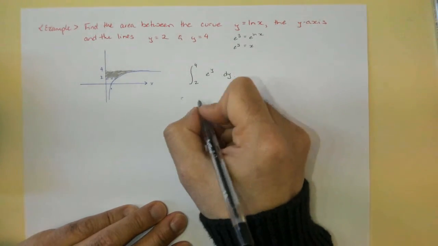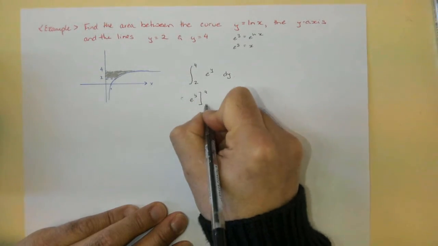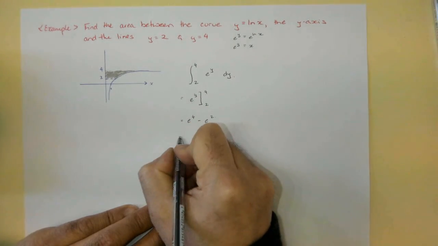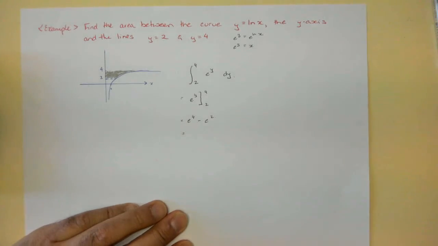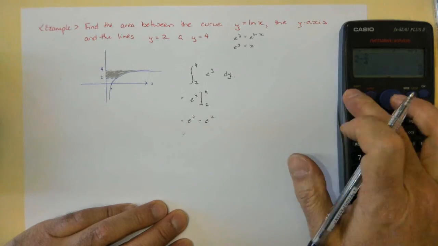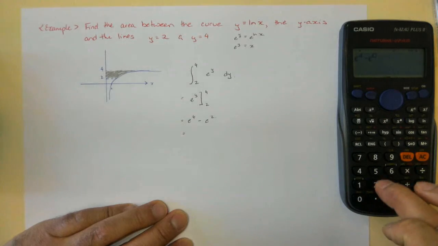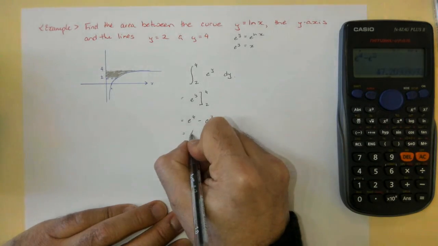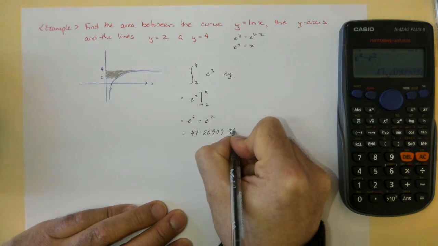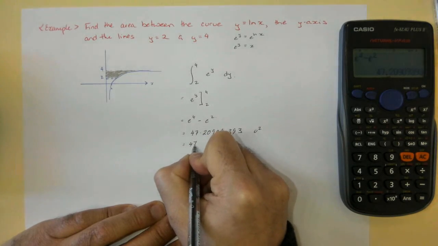Okay, so the integral of e to the y will still stay as e to the y from the boundary of 4 and 2. So I'll get e to the power of 4 minus e to the power of 2. And if I plug that in, e to the power of 4 minus e to the power of 2, I get 47.209099393 squared units. And let's do it to 3 significant figures.